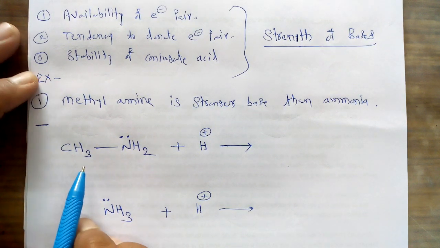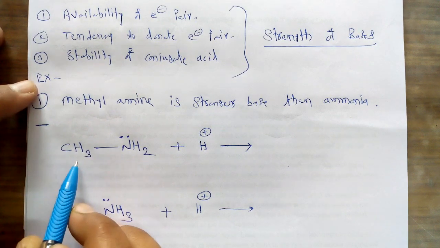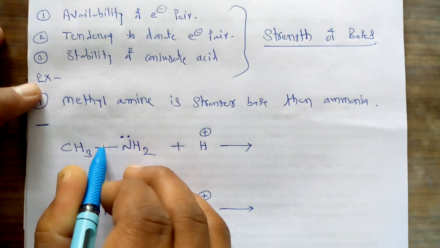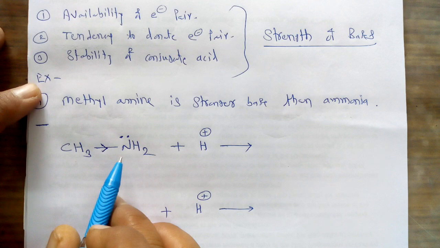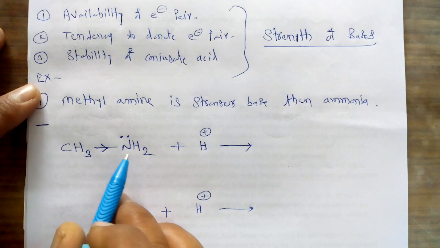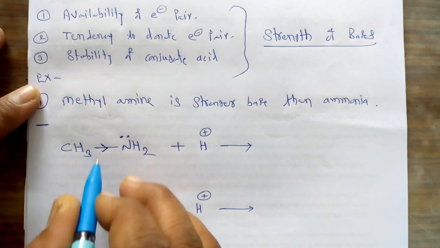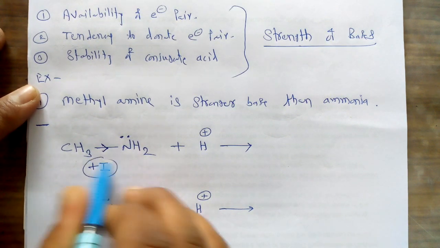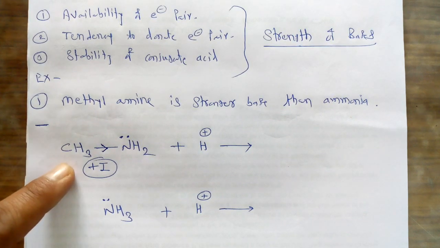Now if we look at the structure of methylamine, it has the presence of one alkyl group, that is called the methyl. We know that this methyl group shows the tendency of donation of electron density towards the reaction center, or toward this nitrogen atom, and that's why the inductive effect shown by this alkyl group is called the plus I inductive effect. It shows the plus I inductive effect due to the presence of the methyl group.